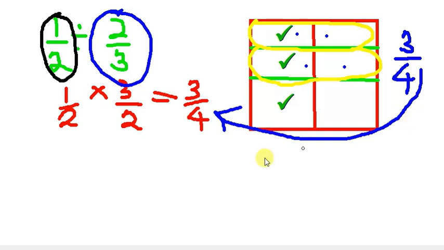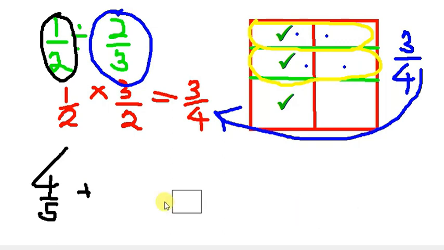Assuming we have been given a fraction of 4 on 5, and that is to be divided by 3 on 4.